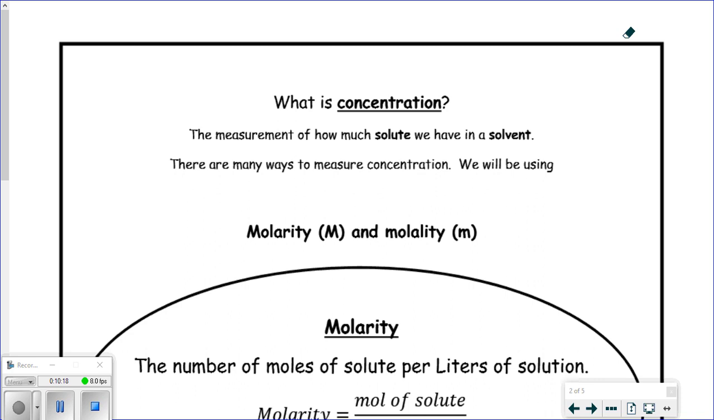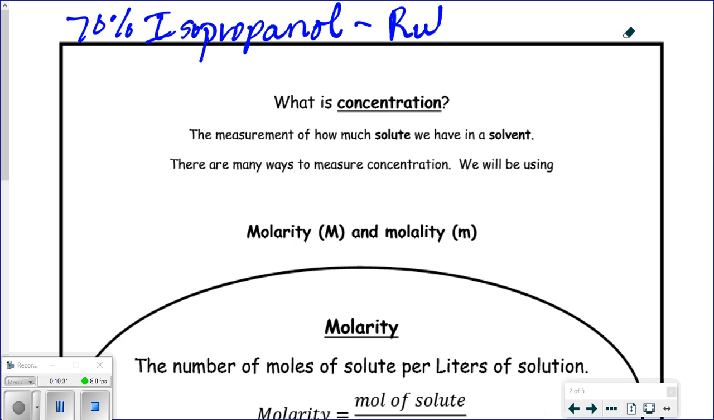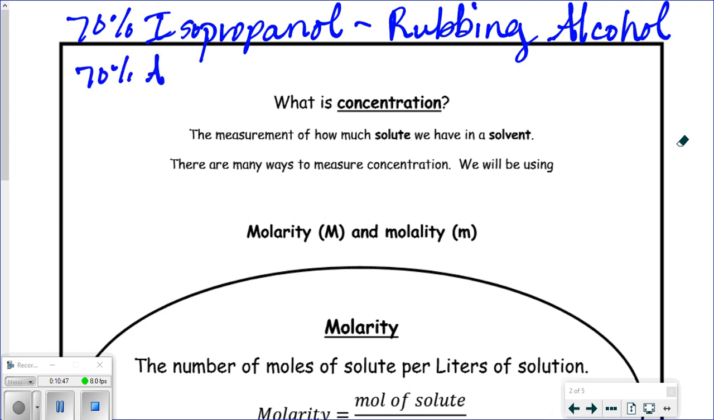All right. So, what is concentration? Just like we just talked about, that 70% isopropanol, that's our rubbing alcohol. 70%. So that means we have 70% alcohol and 30% water, right? Okay. So that's pretty easy, standard, right?